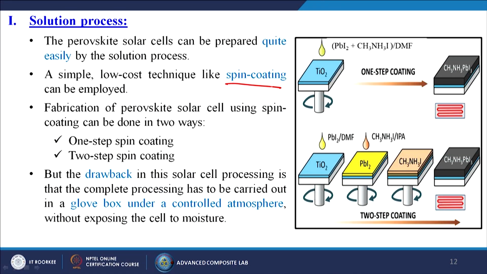Fabrication of perovskite solar cell using spin coating can be done in two ways, as I told already. One is called the one step spin coating, another one is called the two step spin coating. But the drawback in this solar cell processing is that the complete processing has to be carried out in a glove box under a controlled atmosphere without exposing the cell to moisture.